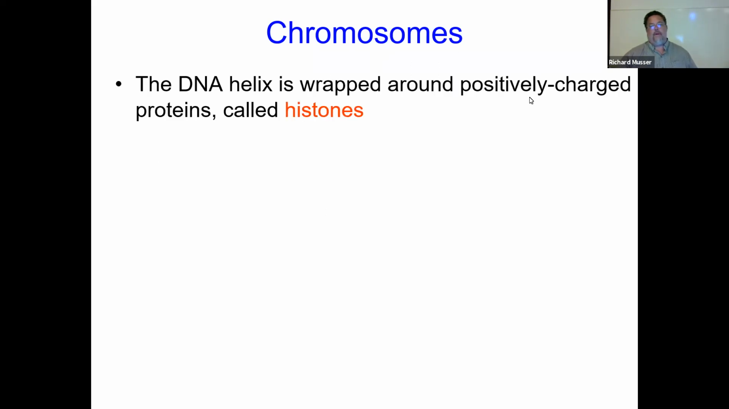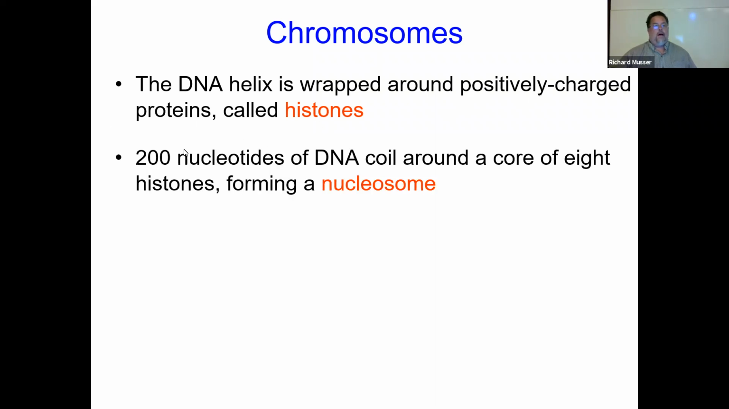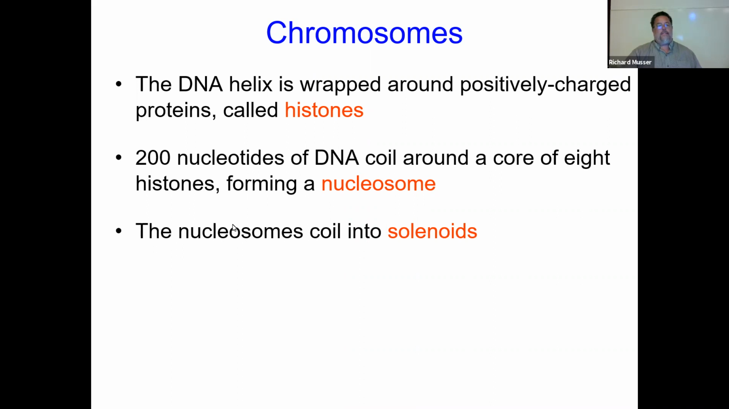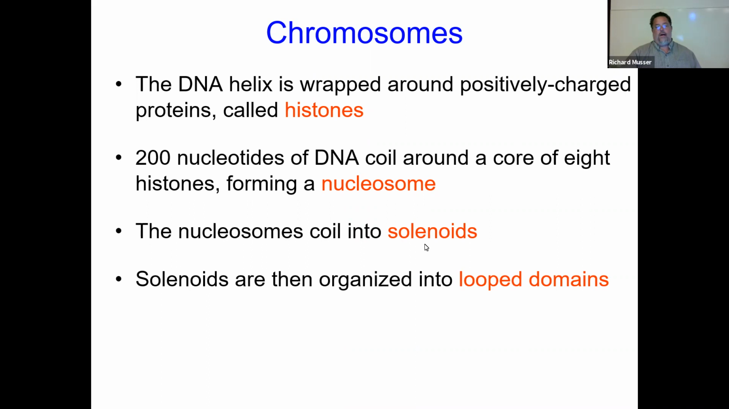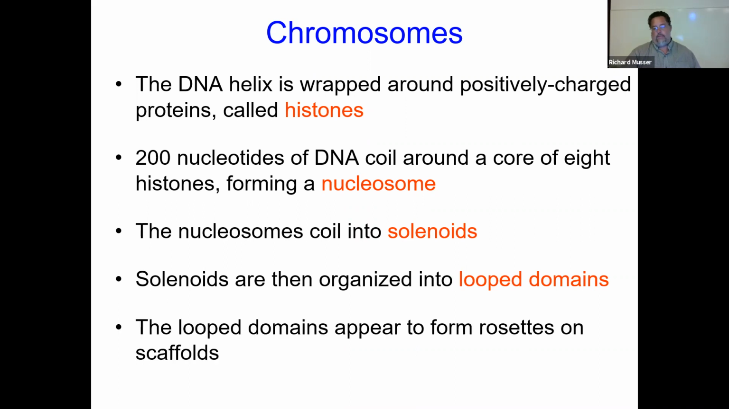The DNA is wrapped around positively charged proteins called histones. Let me show you some pictures. This will all make sense in a second. 200 nucleotides of DNA coil around a core of 8 histones, forming what they call a nucleosome. And then these nucleosomes coil into solenoids. Solenoids are then organized into looped domains. The loop domains appear to form rosettes. All that's fancy. Let's take a look at some pictures. I think that'll make it even easier.